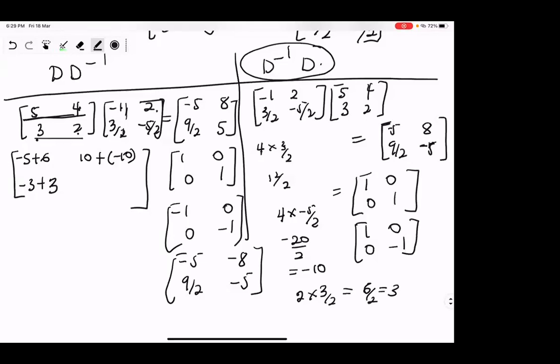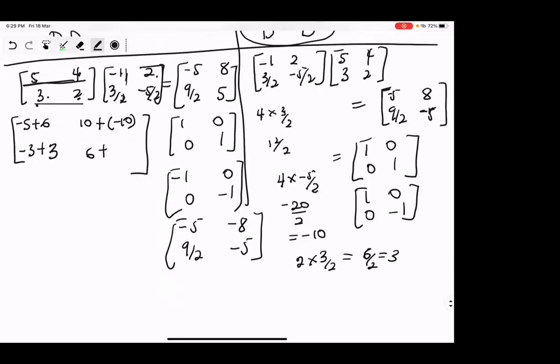Same second row on the second column, 3 will go to 2. 3 times 2, 6, plus 2 multiplying -5 over 2. So we have 2 times -5 over 2, which is equal to -10 over 2, and this is equal to -5. If we simplify this further, we have -5 plus 6, that is 1. 10 plus -10, that is 0. -3 plus 3, that is 0. And 6 plus -5, that is 1.